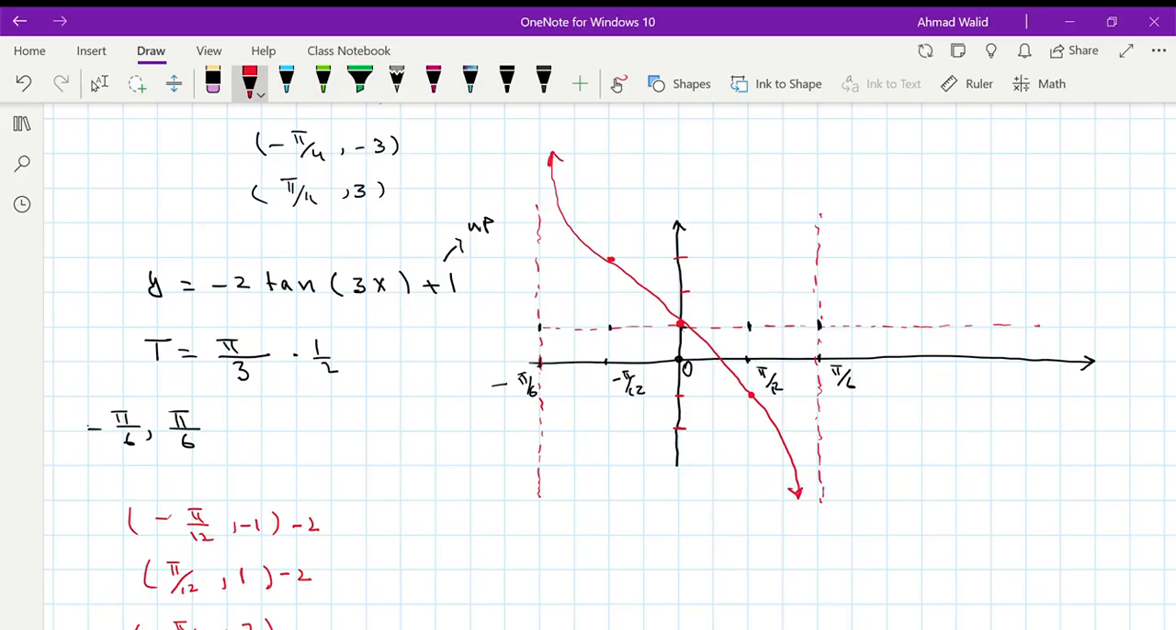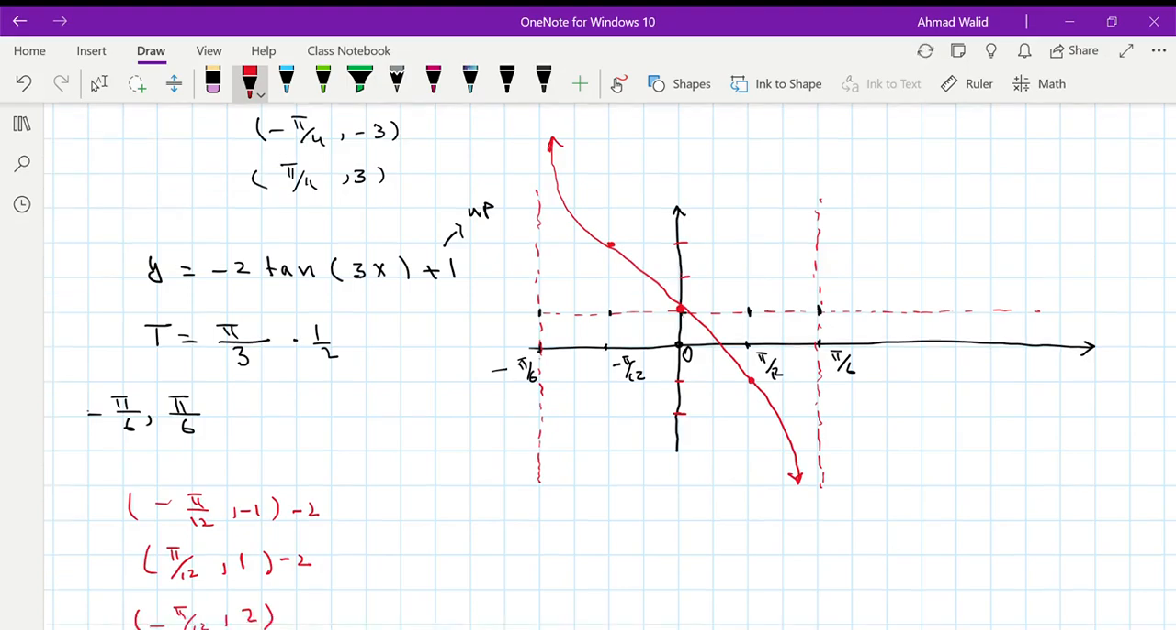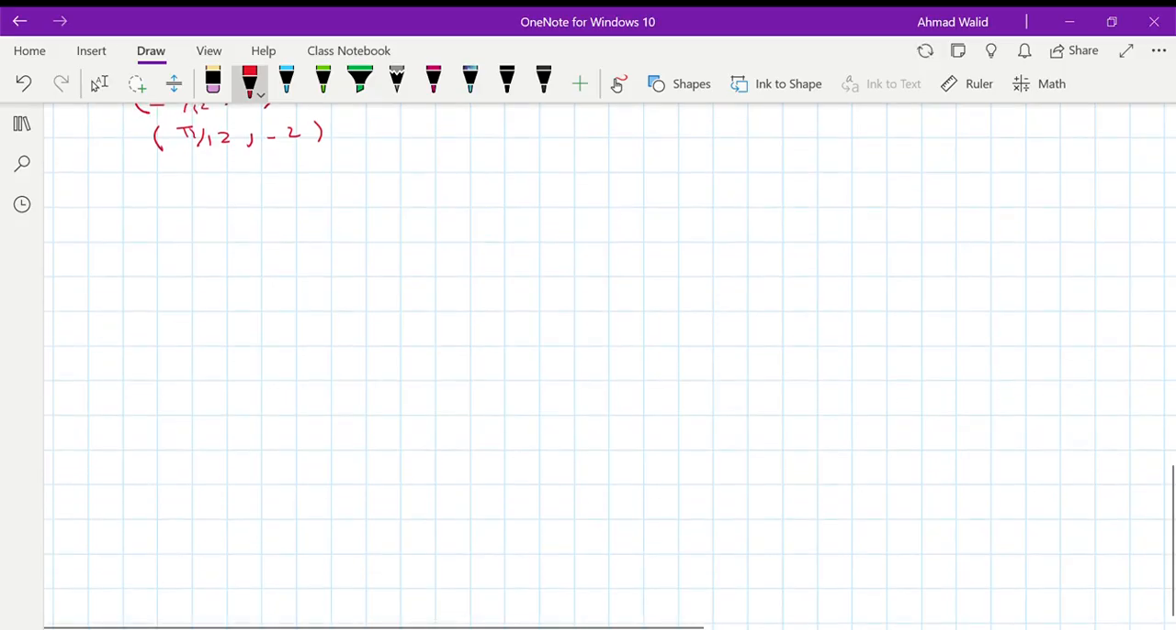Correct? When you learn how to transform sine and cosine, the others are easy because you repeat it. But the only thing with tangent is you have to divide your period in half around the 0. For cotangent, you don't have that problem because the period starts from 0. Correct? Let's do an example on cotangent.